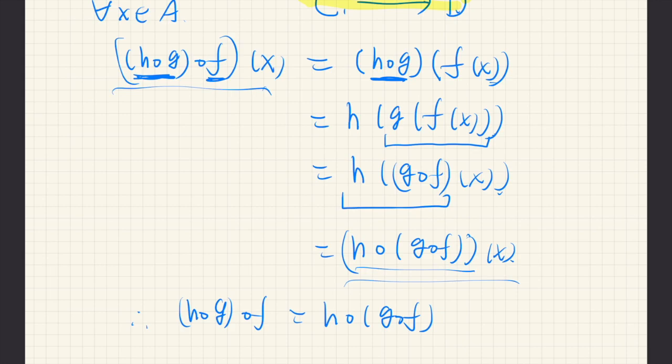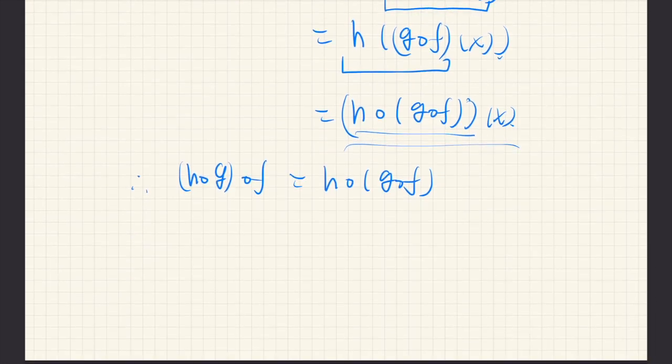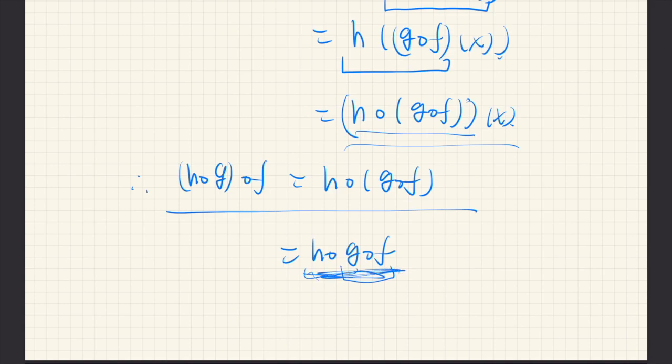So because of this associative property, we can just write this as H after G after F without parentheses, because the order of composition doesn't matter. Okay, it doesn't matter, so we can just omit the parentheses. Okay, finally we explain this important theorem, which has a tremendous implication.